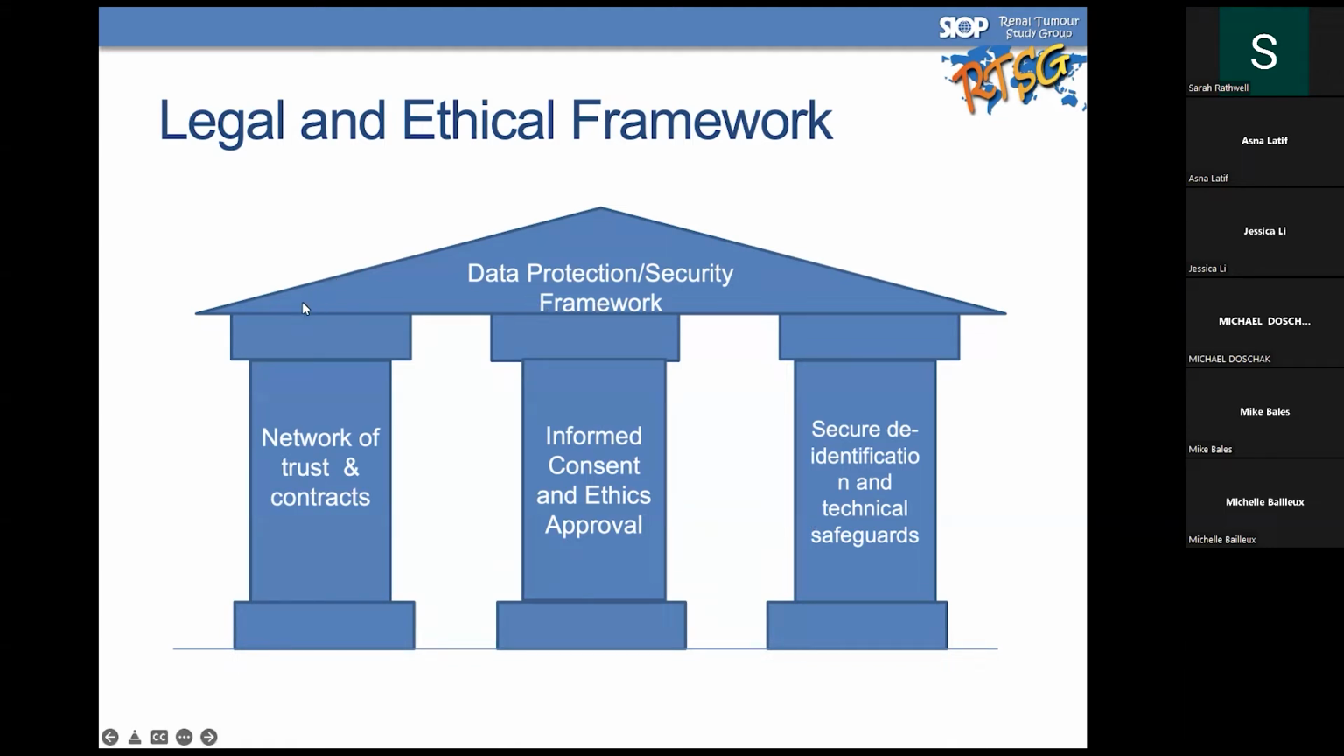And there's the third pillar we now use in our European projects. This is a network of trust and contracts between the data provider and the data user, so that you can only do the kind of research with your data that you have written down in your contracts. And if you do more, then you will get into problems. So such a legal and ethical framework is very important to have.